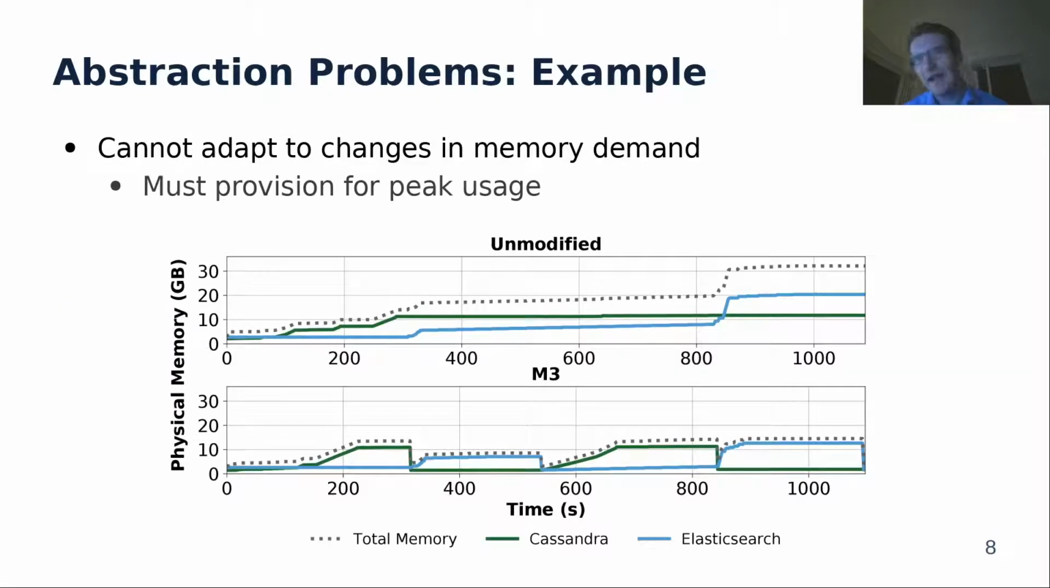Now, let's look at an actual example of these abstraction problems. In this figure, we have a server running Cassandra and Elasticsearch together. When they run unmodified in the top figure, we see their memory usage continuously grow. Therefore, if we were to provision these applications for their peak usage, we would require over 30 gigabytes of memory. However, the ground truth is that their memory demands are changing, and they are retaining much more memory than necessary. On the bottom figure, we can see that if the applications return memory when it is unneeded, we can accomplish the exact same task in half the memory usage.